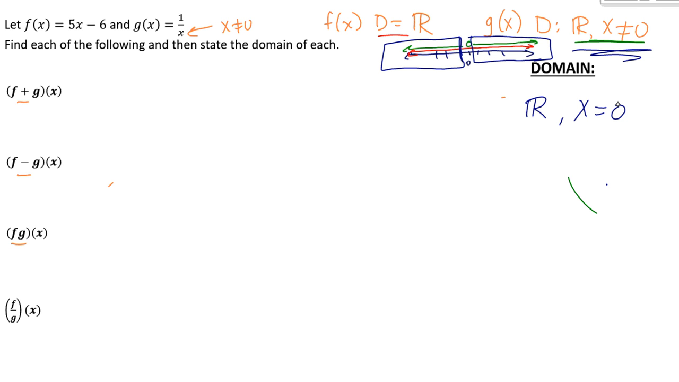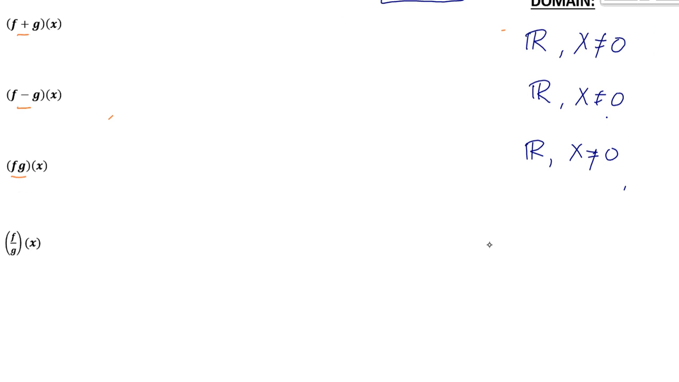Don't forget that not equal to line. That's important. So for f plus g, it's all real numbers, x cannot equal 0. f minus g, x cannot equal 0. f times g, x cannot equal 0. Then when it comes down here to f divided by g, there's a little bit more thought, right? We have to figure out where does g of x equal 0? Because whatever happens in that bottom, where does g of x equal 0?